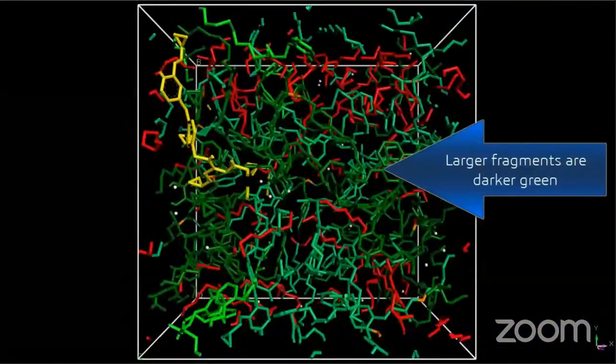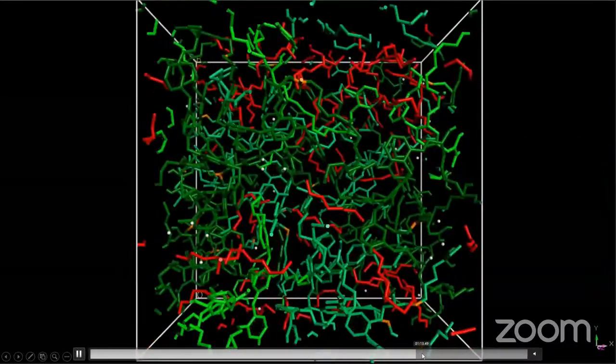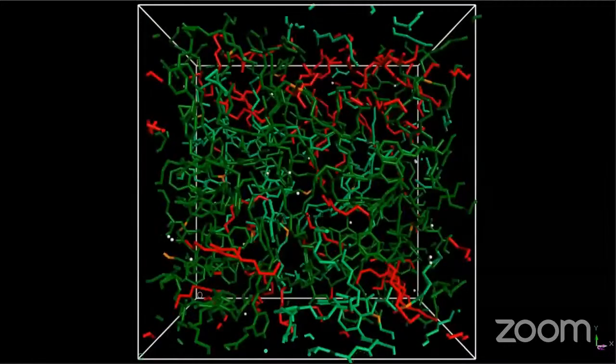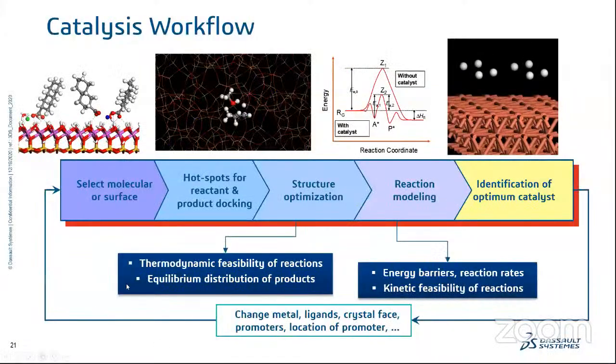As you can see, the molecules start to grow, and the color of the system changes depending on the network size. So the next example is from catalysis. How do you do catalysis? For people who are interested in interfacial reactions, how do you go about doing these calculations?